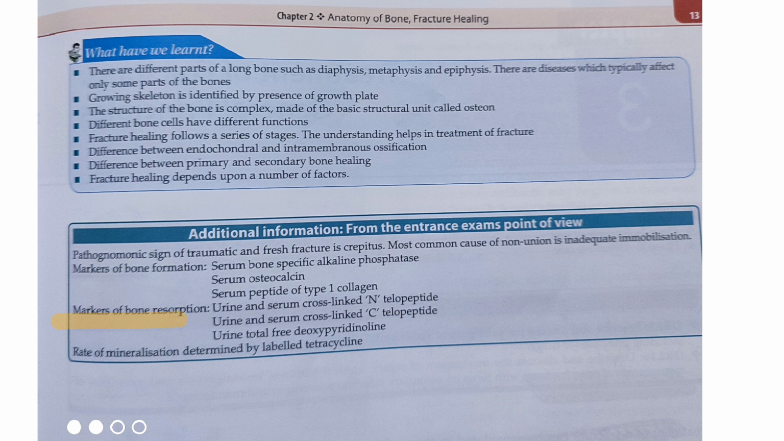Another one is bone resorption: urine and serum cross-linked N-telopeptide, urine and serum cross-linked C-peptide, urine total free deoxypyridinoline.